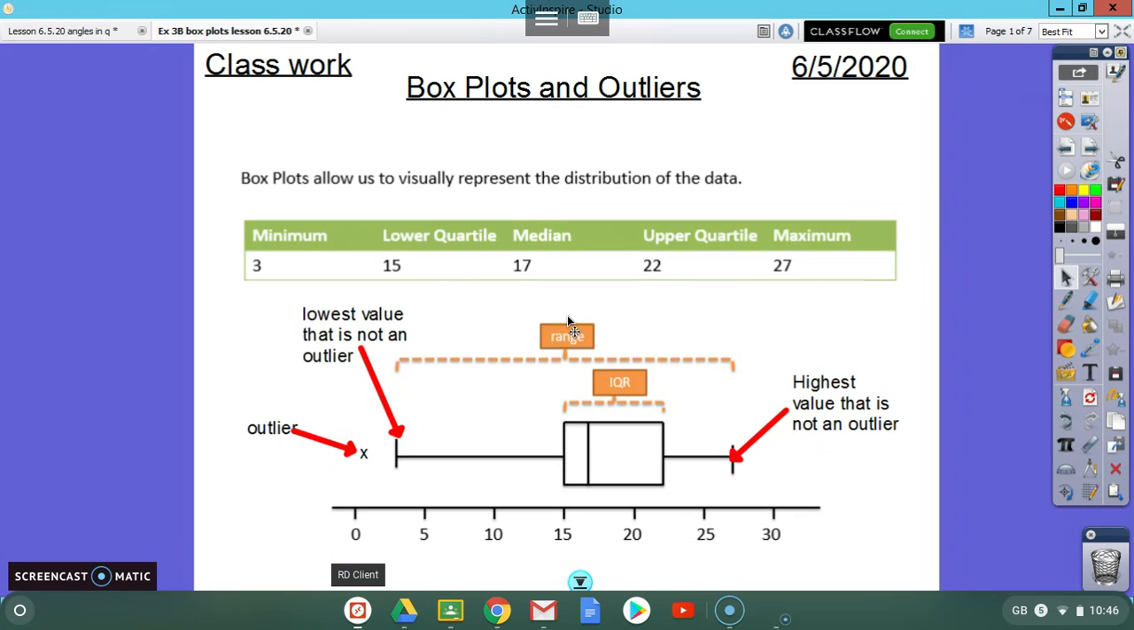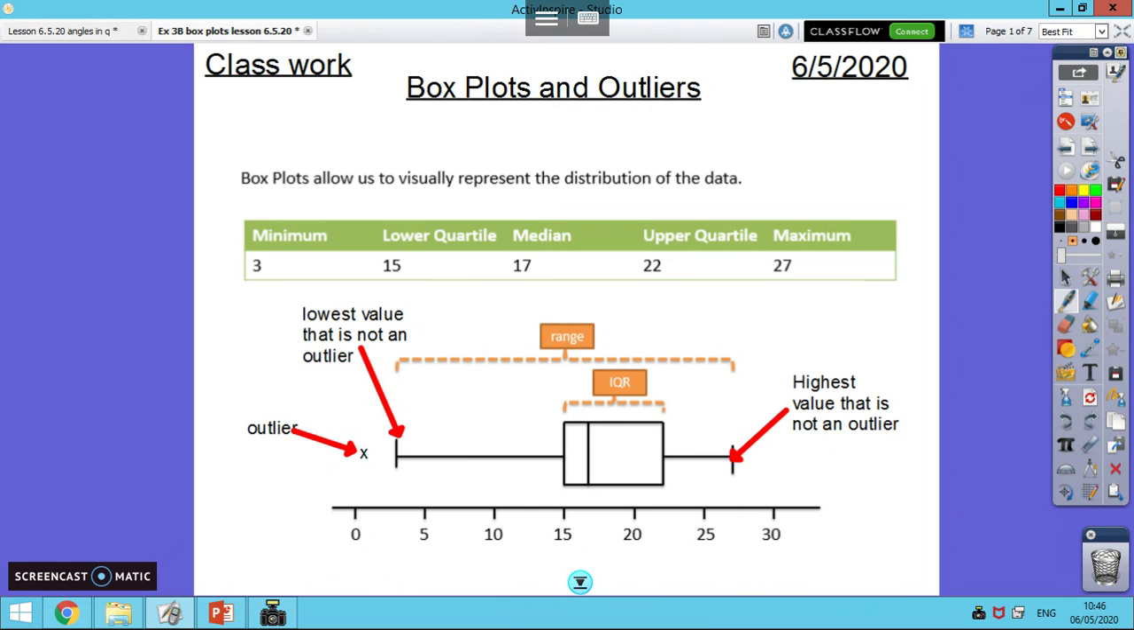So today's lesson is on box plots and outliers, also known as box and whisker diagrams. You'll have done these at GCSE, so they won't be a stranger to you. Box plots allow us to visually represent the distribution of the data. What that means is, a box plot shows the quartiles, maximum and minimum values, and any outliers that are there. Pause the video at any point that you need to make any notes.